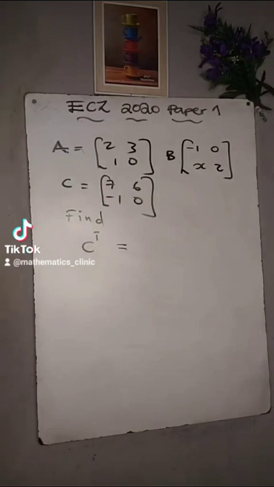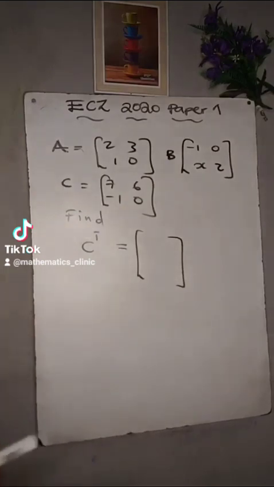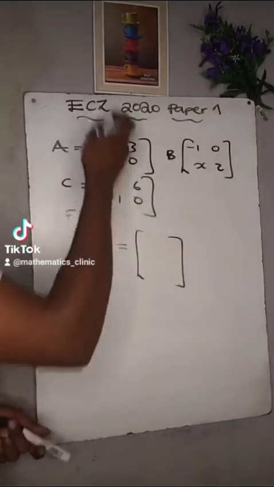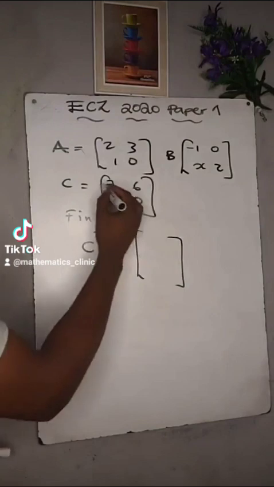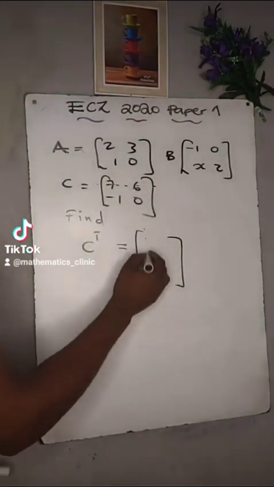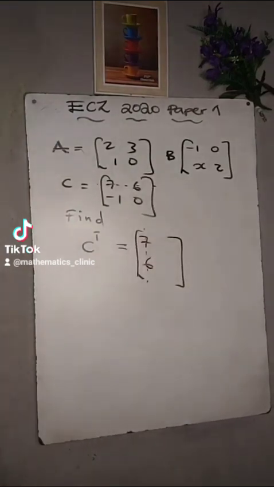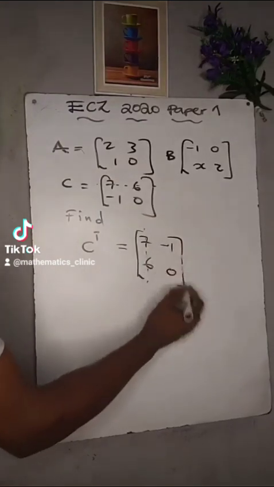So now how do we transpose? We have rows and columns, right? We have first row, second row, first column, second column. When you're transposing, the first row becomes the first column. So we say 7, 6. Then the second row becomes the second column, -1, 0.